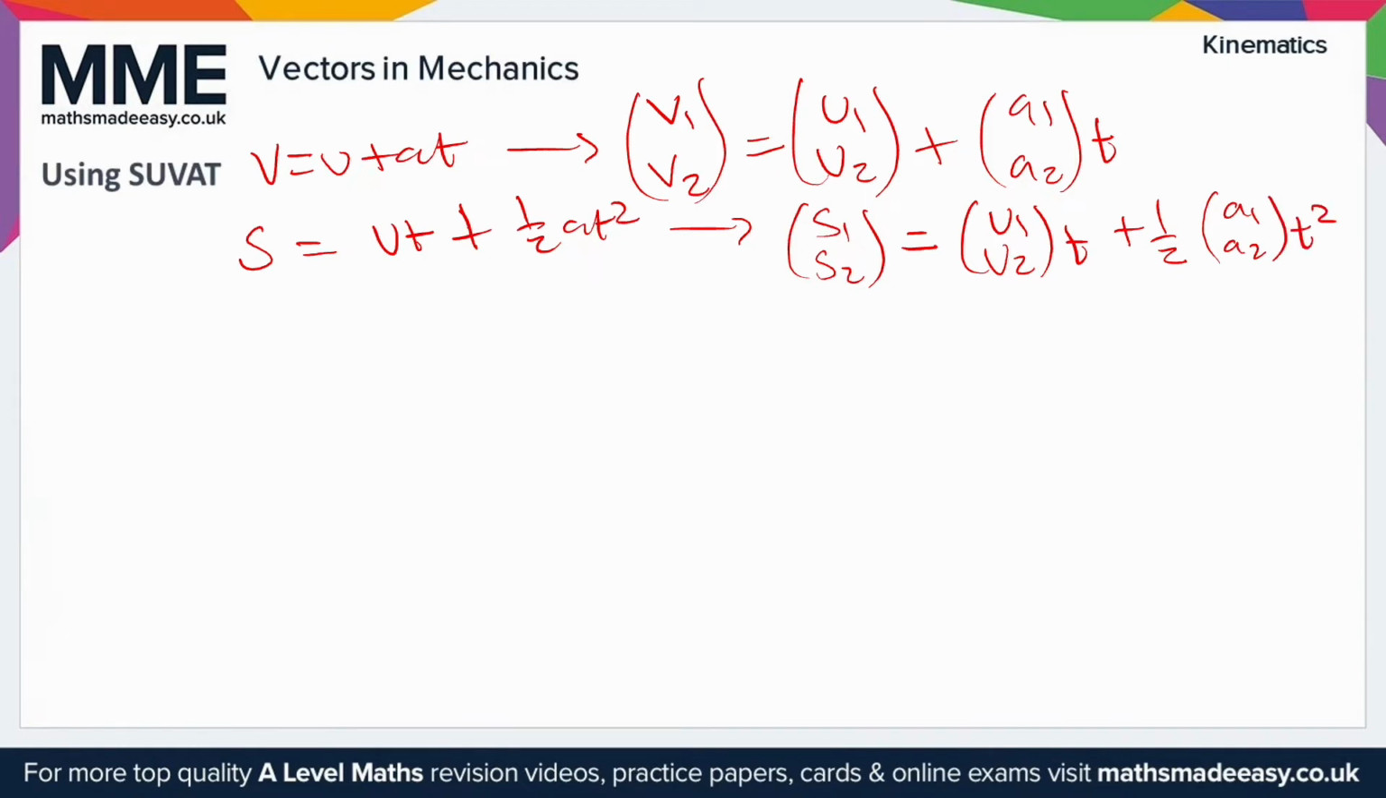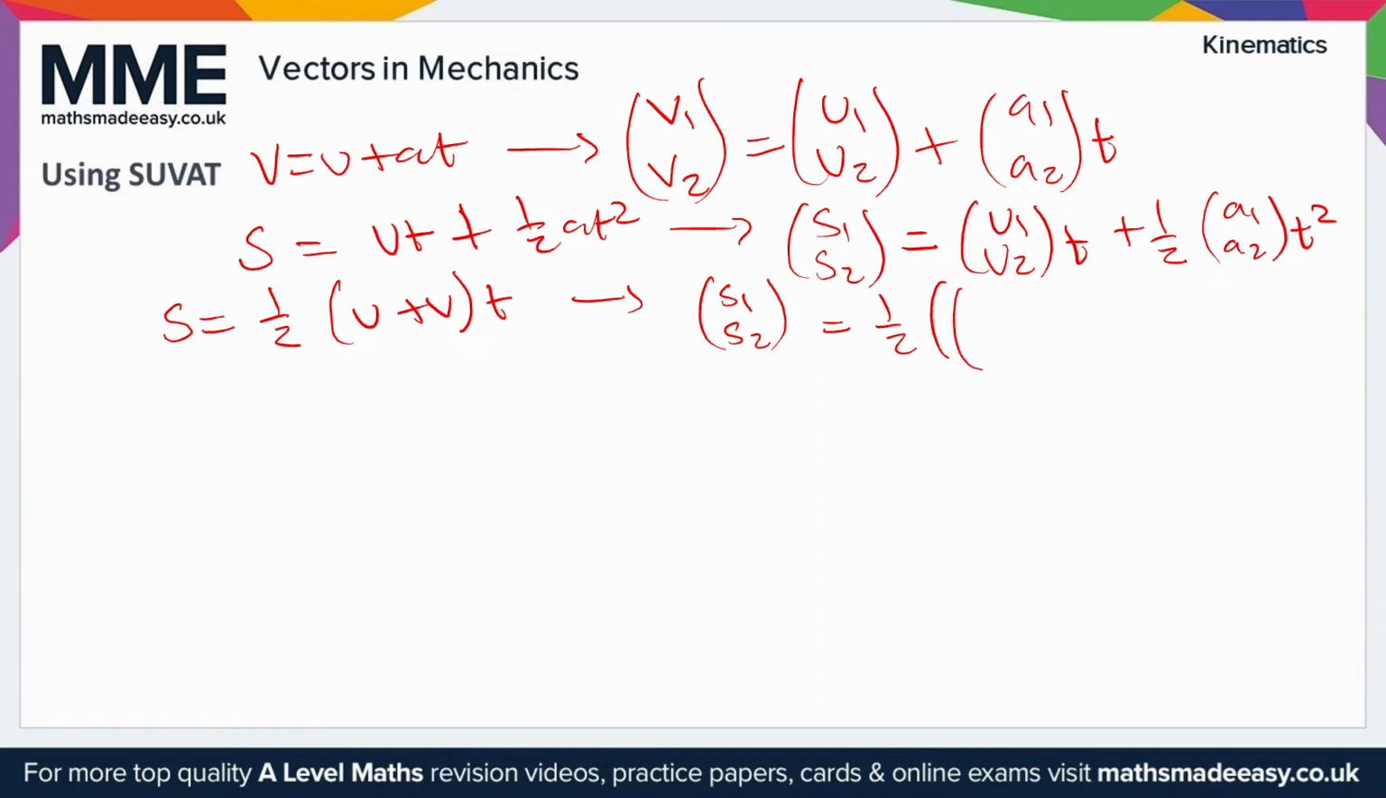Okay, so what next? We can have s = ½(u + v)t. So how will this change? Well, I'm sure you can work it out by now. We'll have (s1, s2) equals ½ times, and we're going to have double brackets here, ((u1, u2) plus (v1, v2)), close both the brackets, times t.